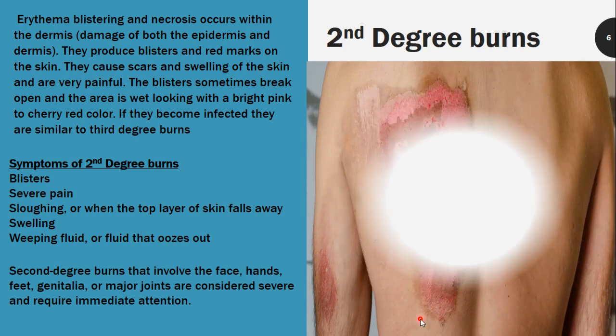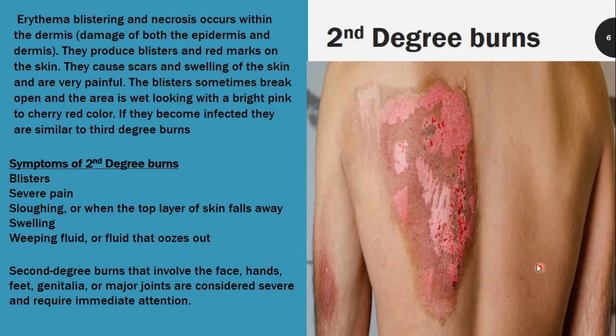So we go to the second degree burn. This is how a second degree burn looks. For this burn, the damage goes to both the epidermis and the dermis. As we saw in the first picture of the skin, the epidermis is the first layer, the dermis is the second layer, and then the fat layer is third. So in this second degree burn, the damage goes to both top layers, the epidermis and dermis.